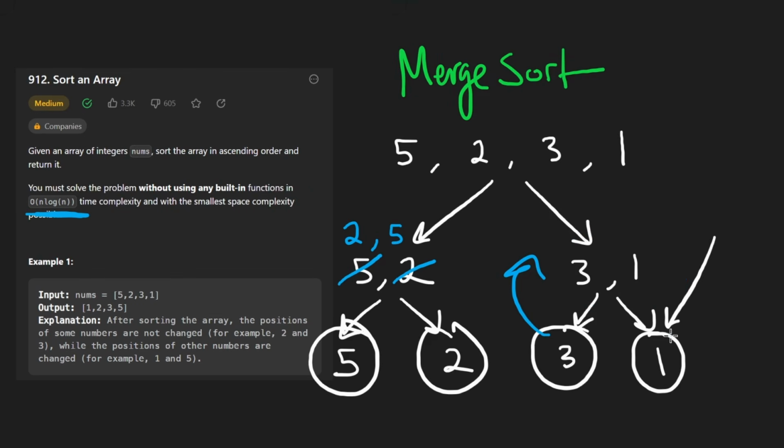And same exact thing on this right side. We return the 3, we return the 1. Now, which one of these 2 is smaller? The 1 is smaller, so it should go first. So 1, 3.